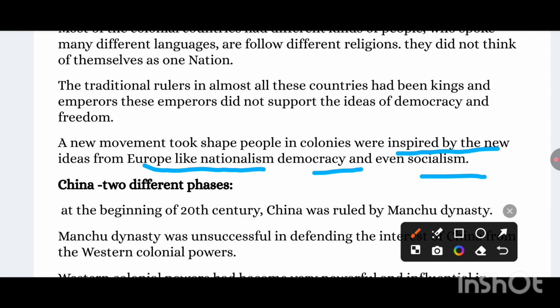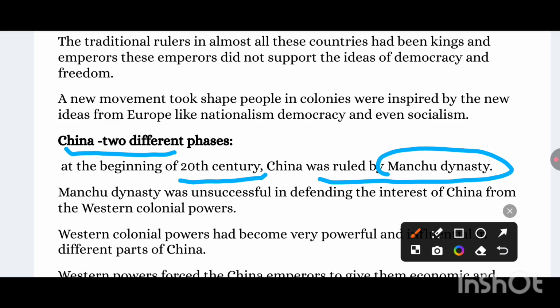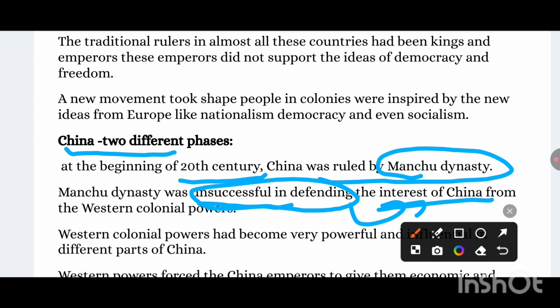Now, in this lesson, we discuss China. At the beginning of the 20th century, China was ruled by the Manchu dynasty. The Manchu dynasty failed to control the Western colonial powers, the European powers. It was unsuccessful in defending the interest of China.